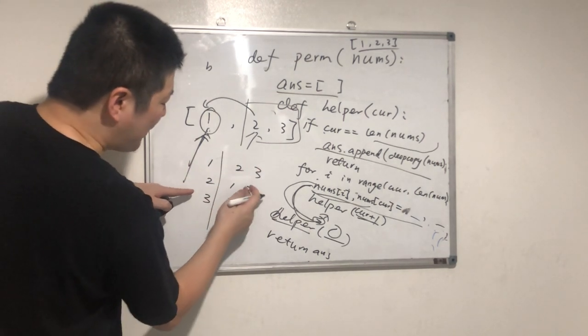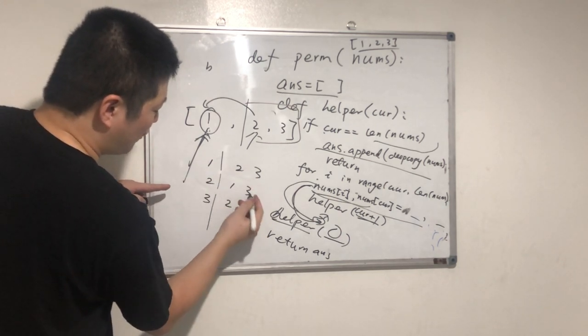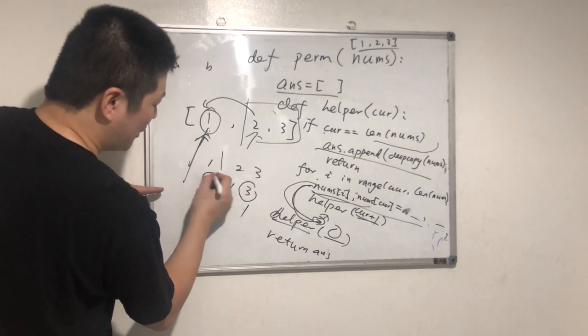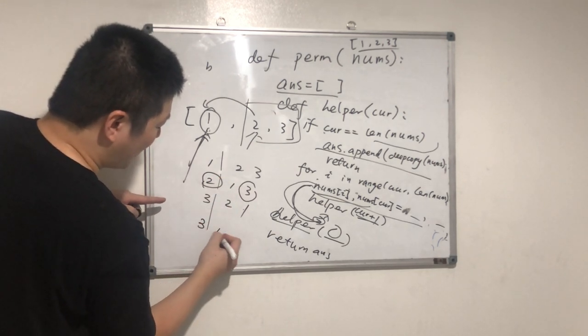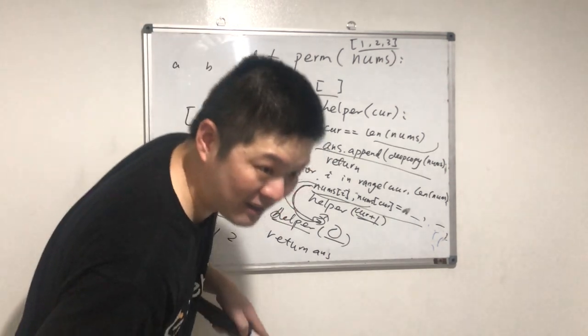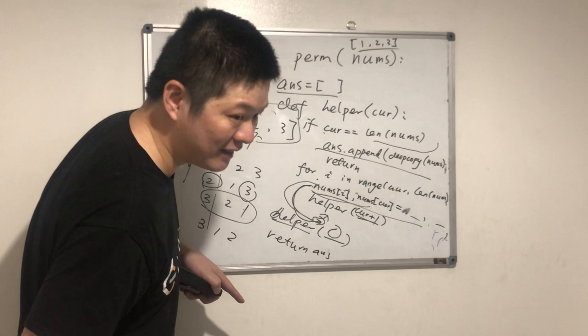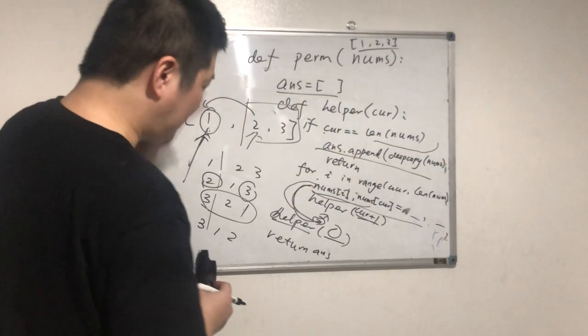Swap it. If I don't swap it back, look, that will be 3 and 2. That will become 3, 1, 2, not 3, 2, 1. Alright? Does it make sense? Okay.